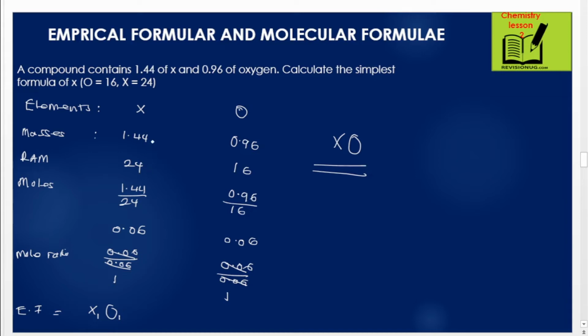Alright, if I can try to guess, this is magnesium. Now this X is magnesium and this is oxygen. When magnesium combines with oxygen, what's that? Magnesium oxide. Right.